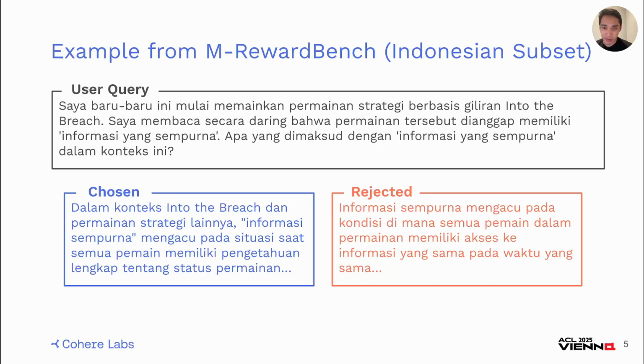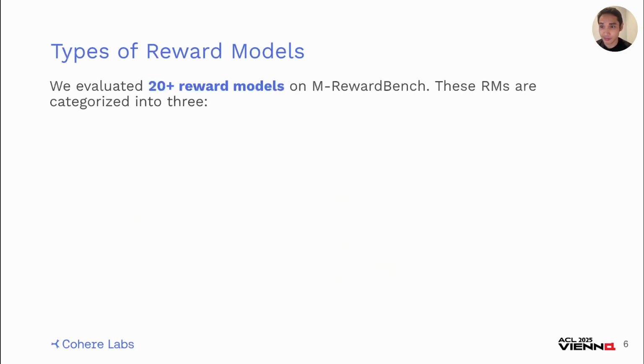So we follow M-Reward bench scoring based on accuracy. So we count the number of instances where the gold chosen response was rewarded higher than the rejected response. So in this case, we actually have different types of reward models, as we've seen in literature, and I'll be explaining them more in the next slide. So we categorize these RMs into three.